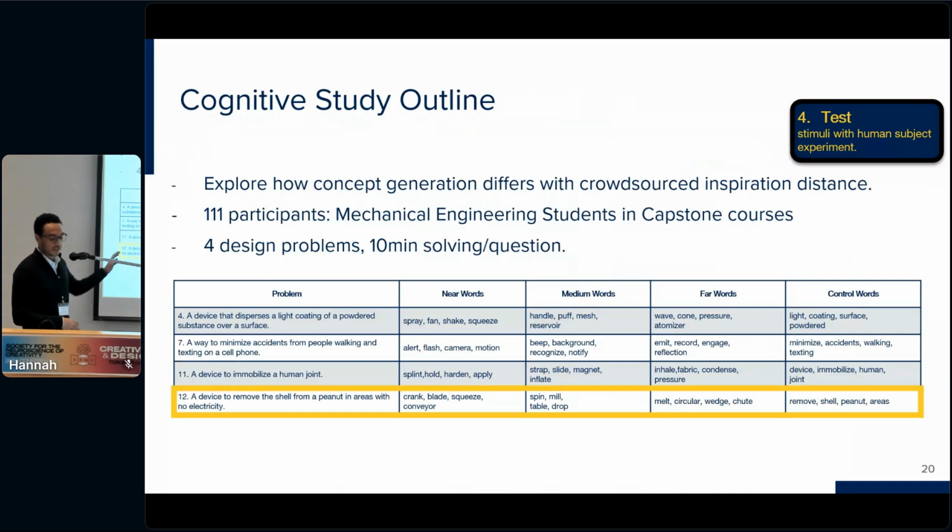And so, for example, one of the problems was to think of a device to remove the shell from a peanut in areas with no electricity. And so they might have seen this problem with either the near, the medium, the far, or the control words. The control here were just reused words from the problem statement.